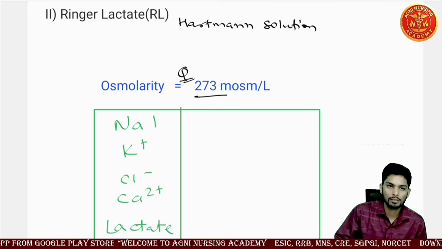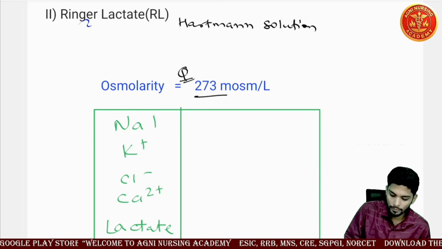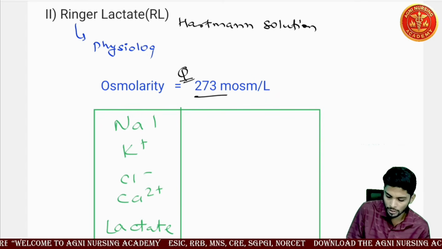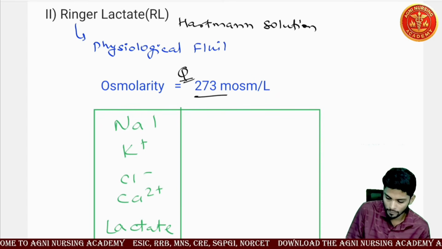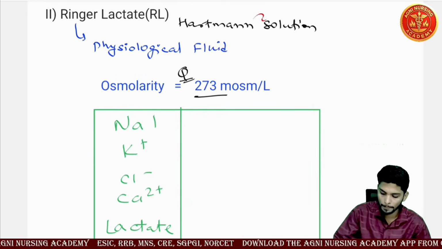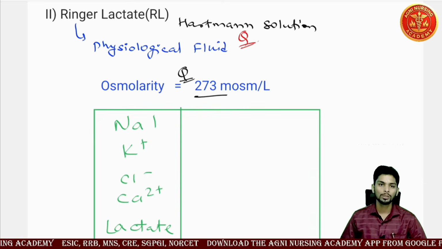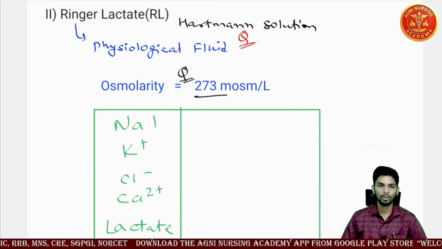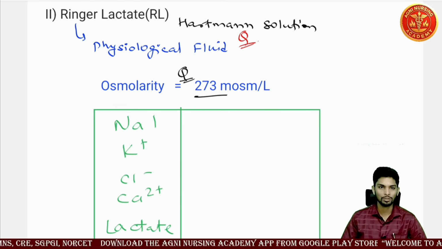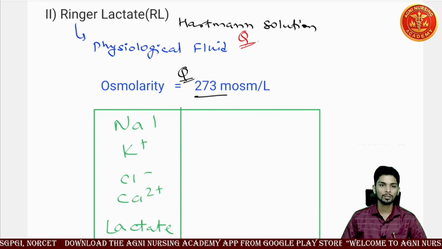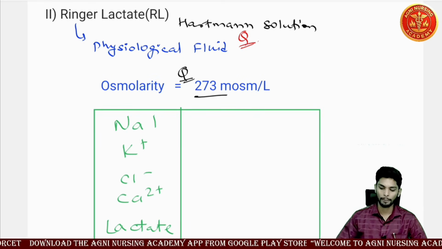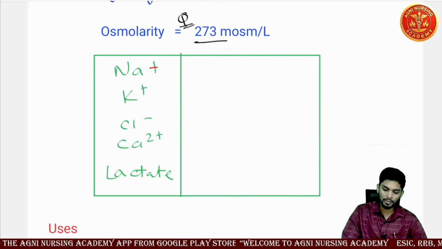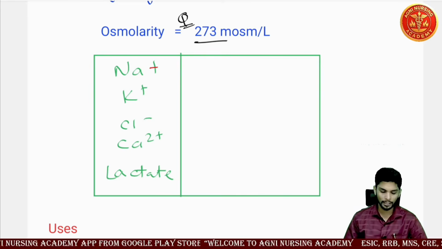Another name for ringer lactate is physiological fluid. Okay. So the examiner will ask which solution is also called Hartmann solution, and ringer lactate is also known as Hartmann solution. Okay. And ringer lactate is also considered a physiological fluid. Okay. So in ringer lactate, sodium, potassium, chloride, calcium, and lactate will be there in that RL fluid.